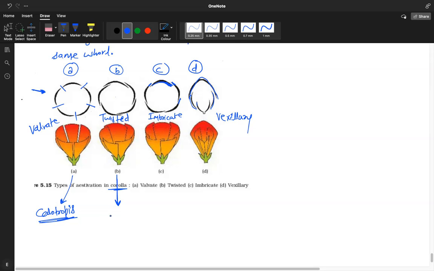Okay. And this you see in China rose. Have you seen a China rose flower? This is the most common flower that is used in biology experiments when they have to teach you about flower structure, because it's also a bisexual flower. So China rose is a bisexual flower and it has twisted estivation of petals.